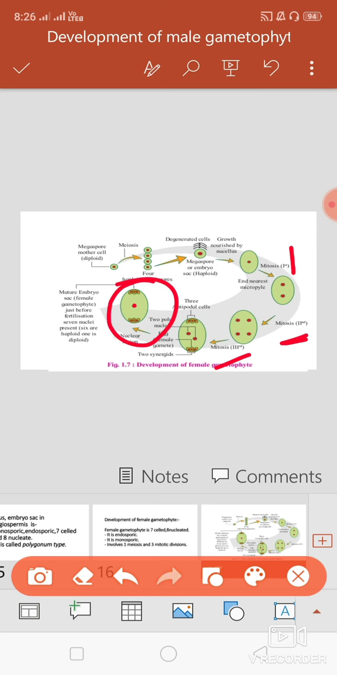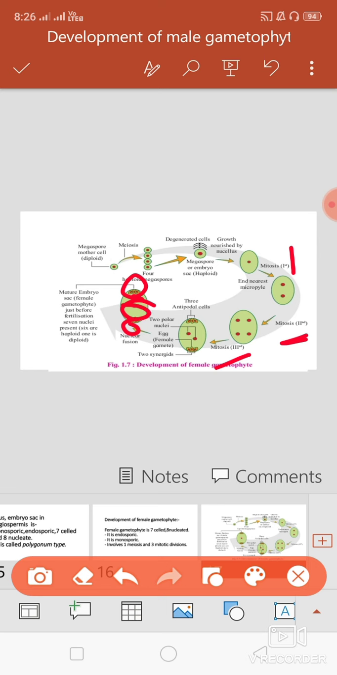So this embryo sac structure is formed, meaning 3 cells present towards the micropylar end, 3 cells present towards the chalazal end, and the central secondary nucleus. The group of 3 cells present toward the micropylar end is called the egg apparatus. In this egg apparatus, the central large cell is the egg, with 2 lateral synergids. The group of 3 cells present toward the chalazal end are the antipodal cells. And in the center, the secondary nucleus.